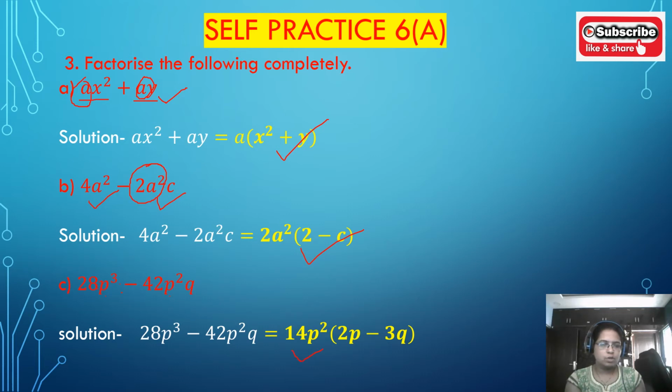So 14p square multiplied with 2p is 28p cube, and 14p square multiplied with 3q is 42p square q. So 14p square multiplied with 2p minus 3q, and 2p minus 3q is written inside the parenthesis. So 28p cube minus 42p square q is the product of 14p square and 2p minus 3q.